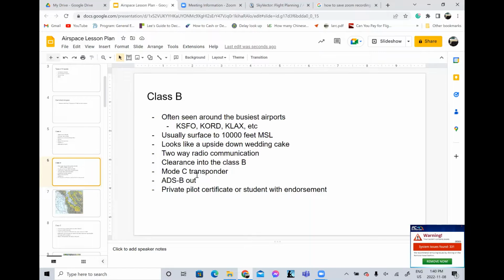You will also need a Mode C transponder, ADS-B out. And in terms of pilot certification, you will need a private pilot certificate in order to transition through the area. Or if you're a student and you have a Class Bravo endorsement, you're also allowed to fly in Class Bravo.